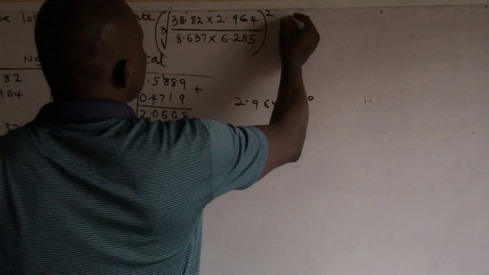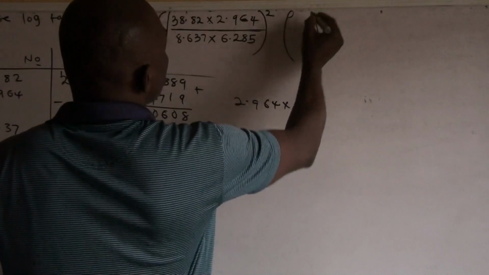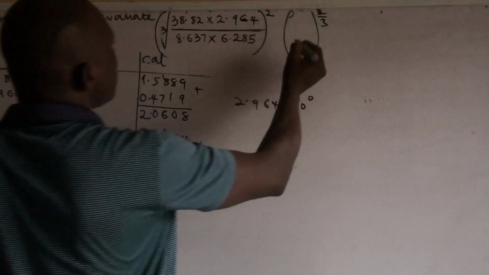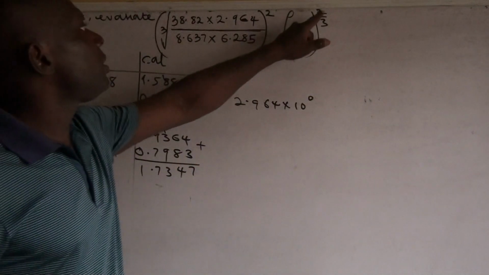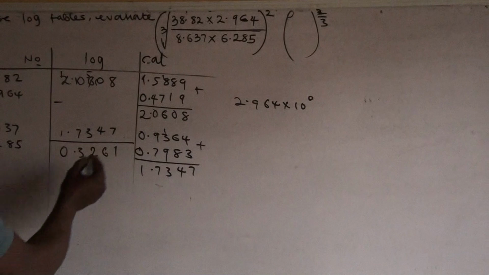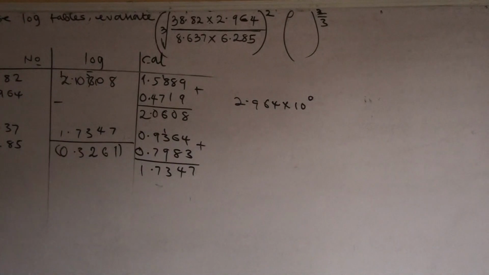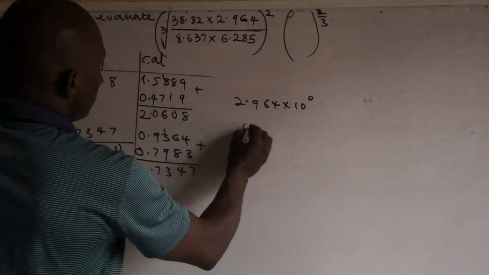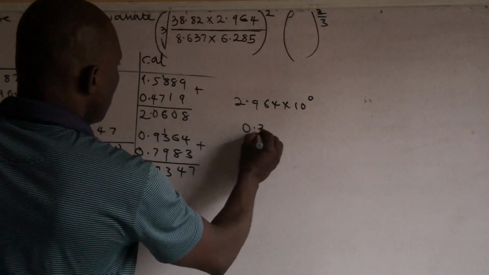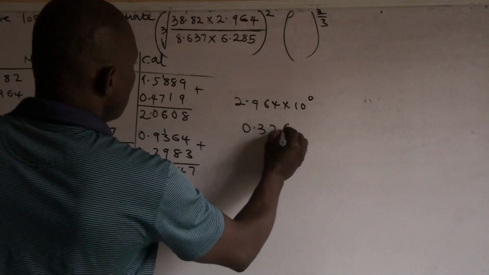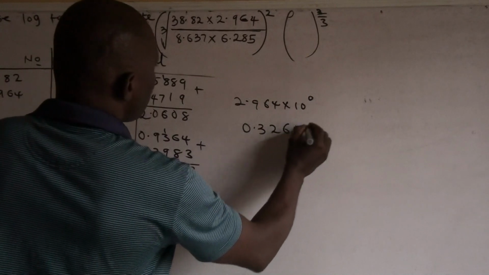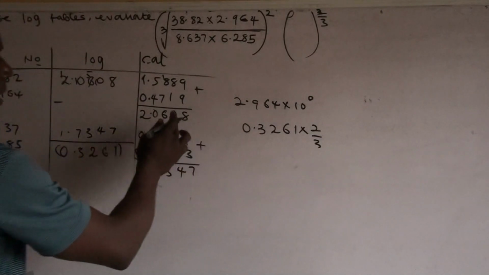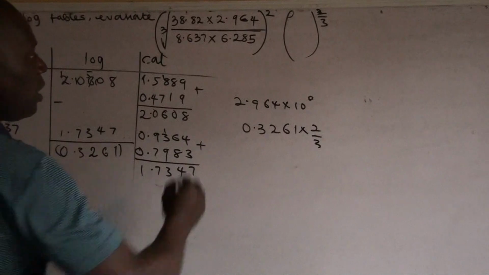All this means raised to the power 2 over 3. So this 2 over 3, we will use it to affect this result here. So our result here is 0.3261 times 2 over 3. So the 2 will multiply this first, and then we'll divide by 3.